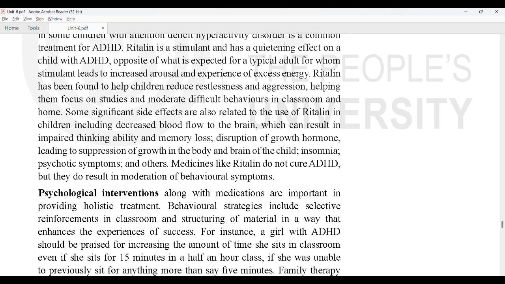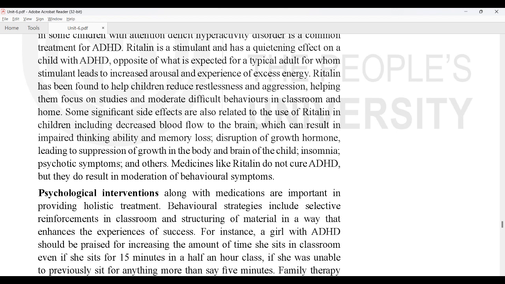Ritalin has been found to help children reduce restlessness and aggression, helping them focus on studies and moderate difficult behaviors in classroom and home. Some significant side effects are also related to the use of Ritalin in children, including decreased blood flow to the brain, which can result in impaired thinking ability and memory loss, disruption of growth hormone, leading to suppression of growth in the body and brain of the child, insomnia, psychotic symptoms, and others. Medicines like Ritalin do not cure ADHD, but they do result in moderation of behavioral symptoms.